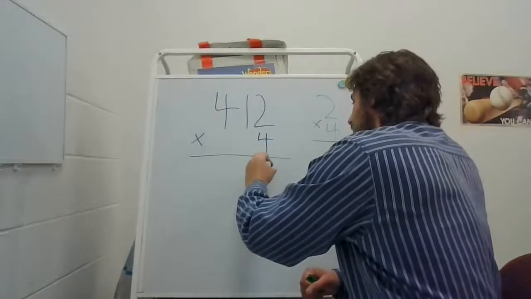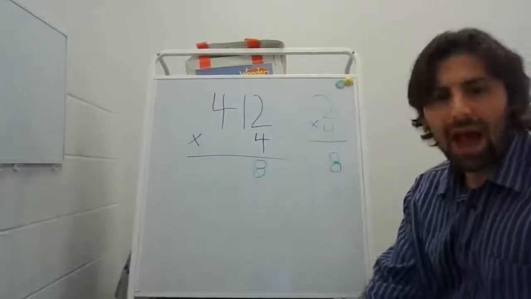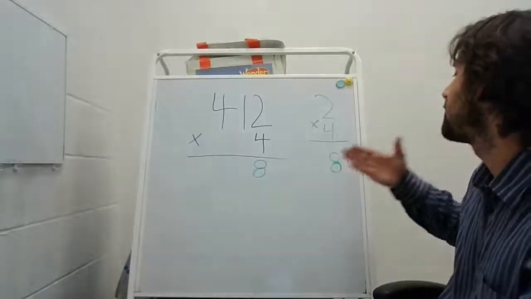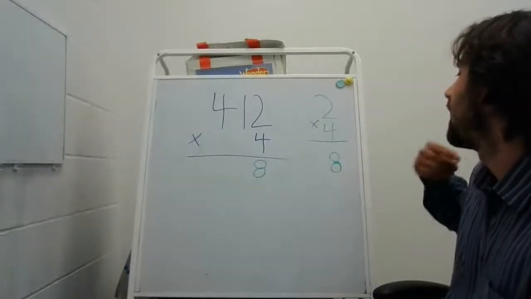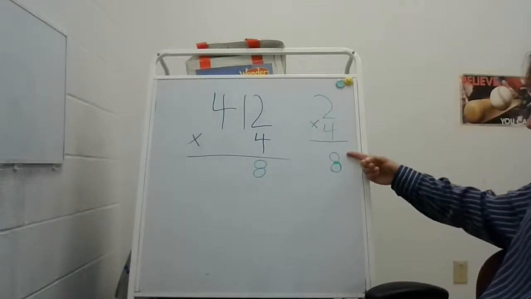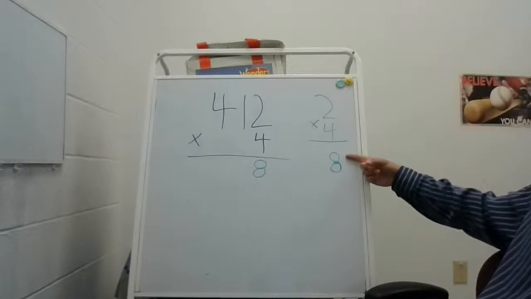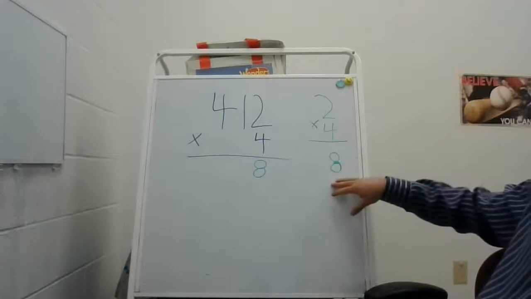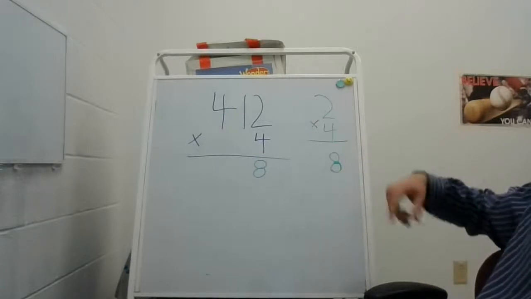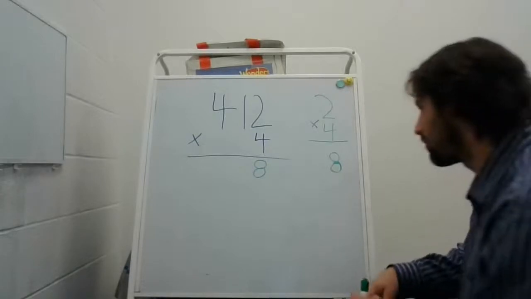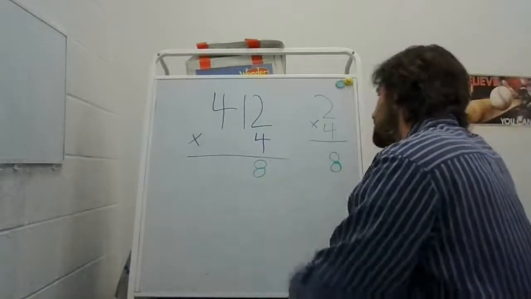Now, we do not need to regroup. Why do we not need to regroup? Well, we regroup when the product is 10 or more. Looking at the first 2 numbers in the ones place that we had to multiply, 8 is less than 10. So we do not need to regroup in the ones place here. We only regroup when the product is 10 or more. And since 8 is less than 10, we don't need to regroup. We can just put the 8 in the ones place.